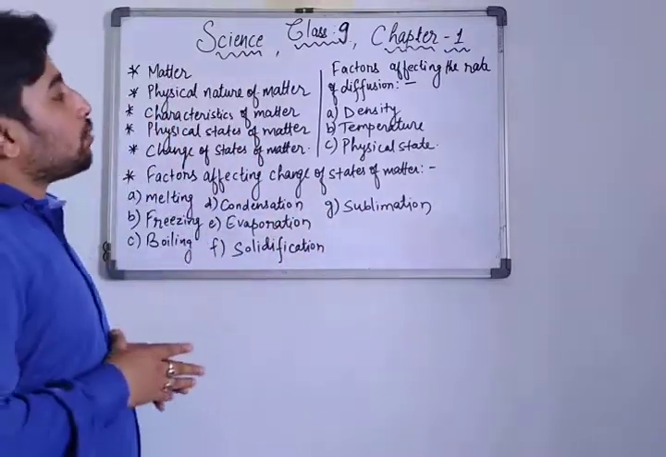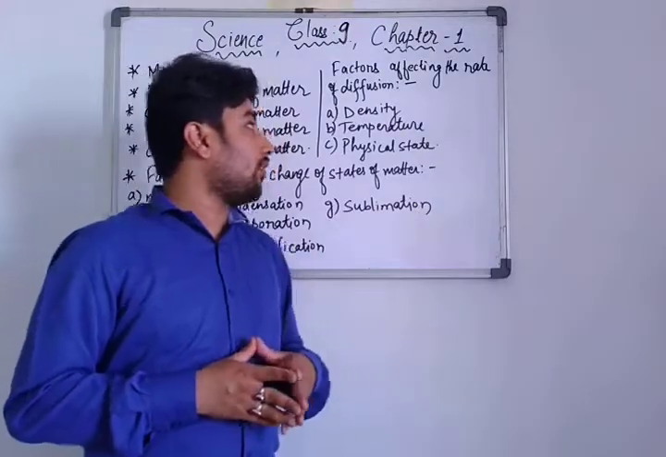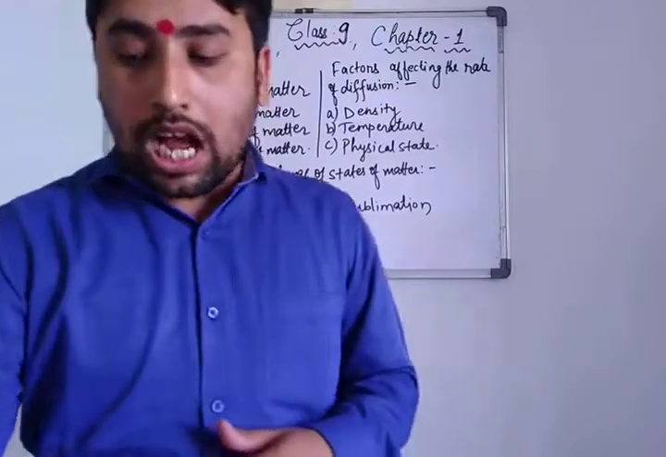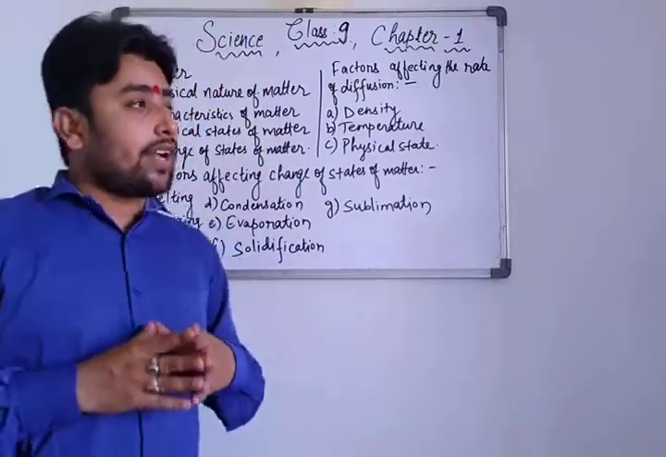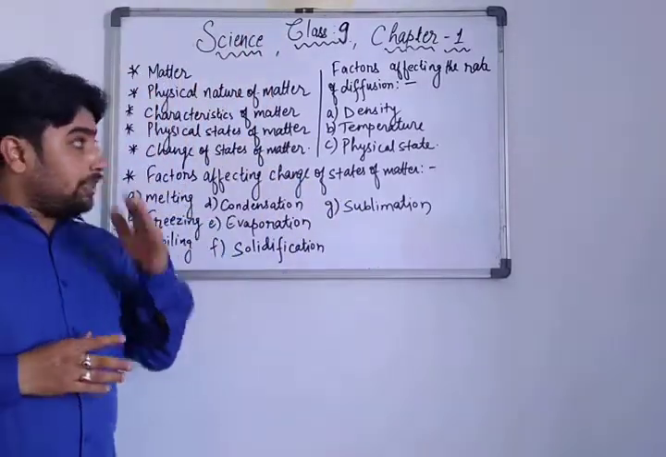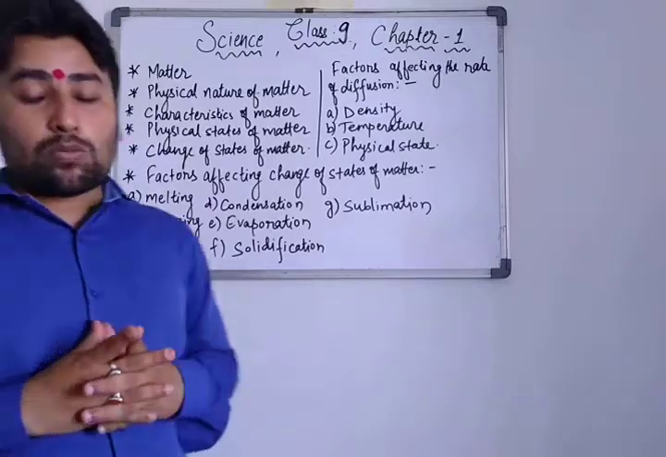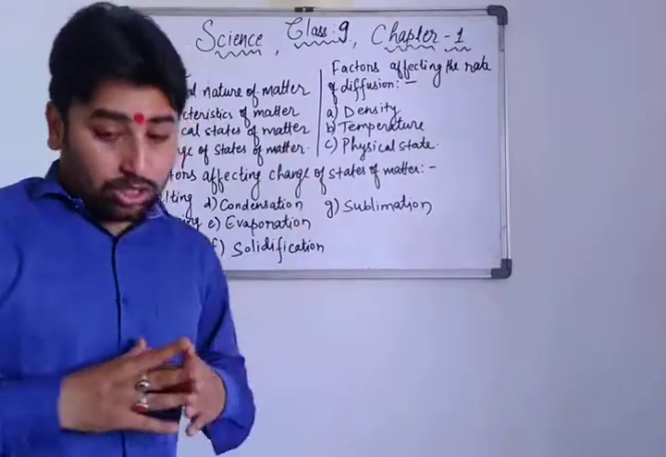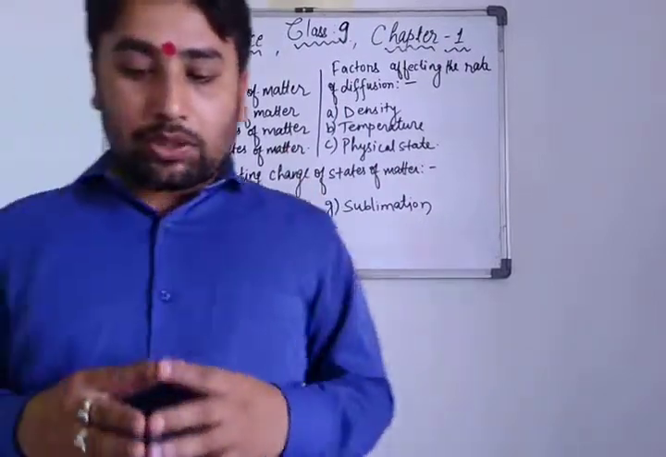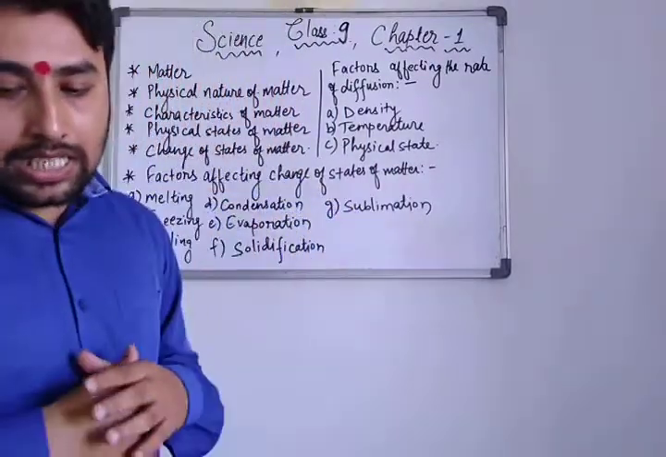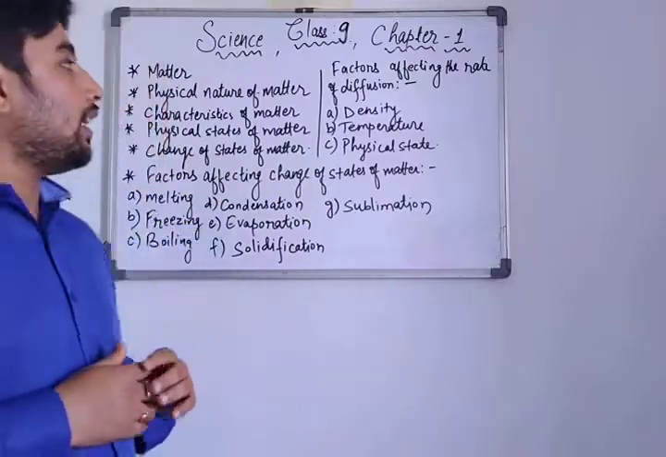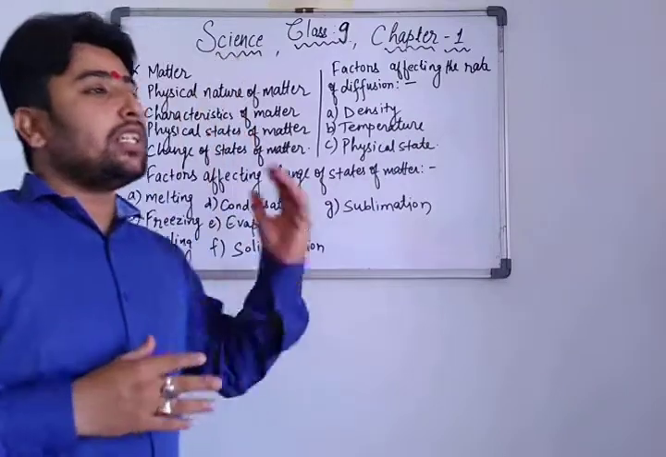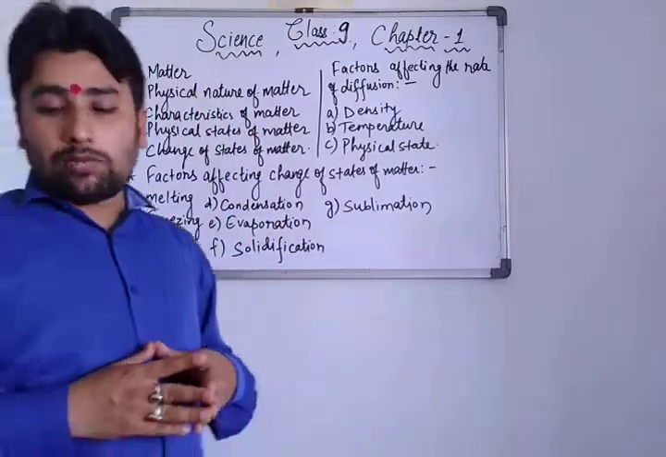In this video I just want to inform you about the factors affecting the rate of diffusion. What are the factors which affect the rate of diffusion? First one is density. Density is equal to mass upon volume, right? The rate of diffusion depends upon the density of the liquid. The higher the density, the lesser will be the rate of diffusion. As the density value is more, the diffusion will be less.